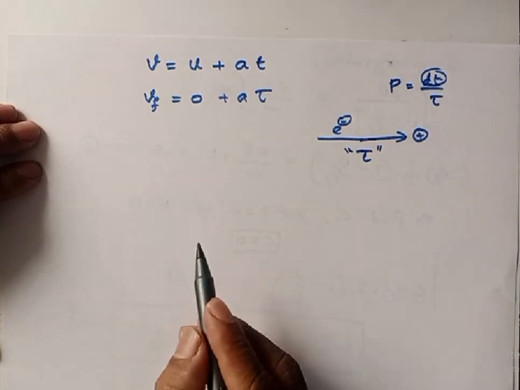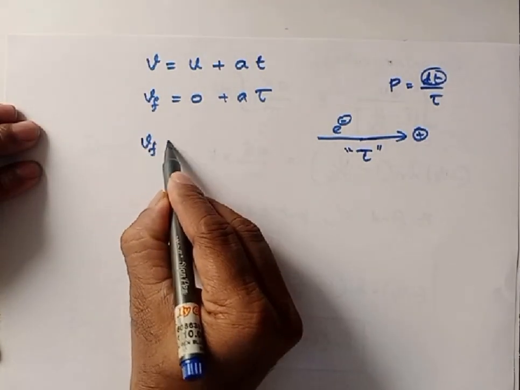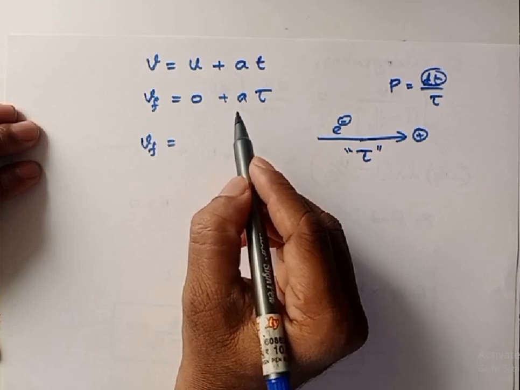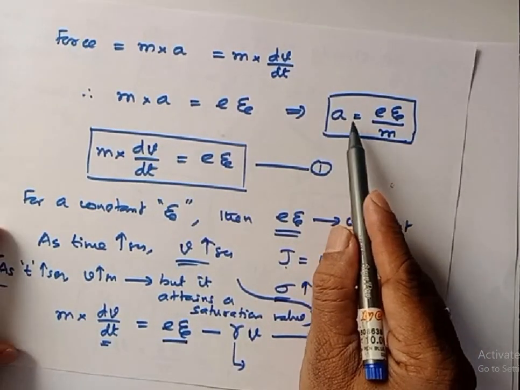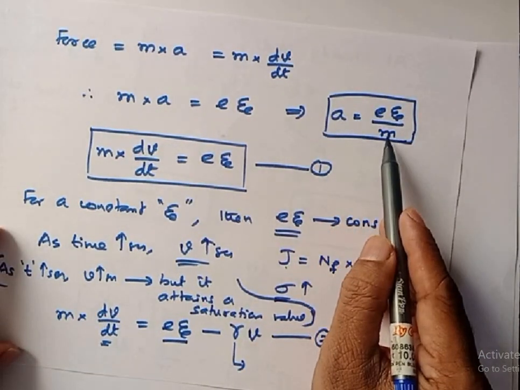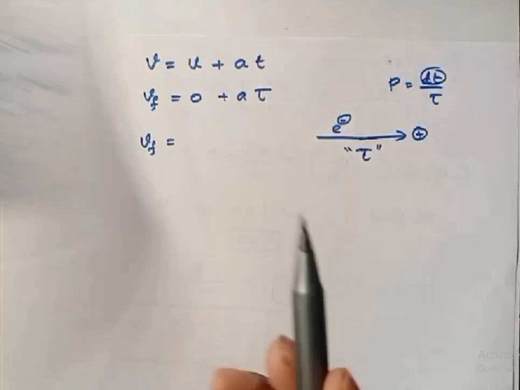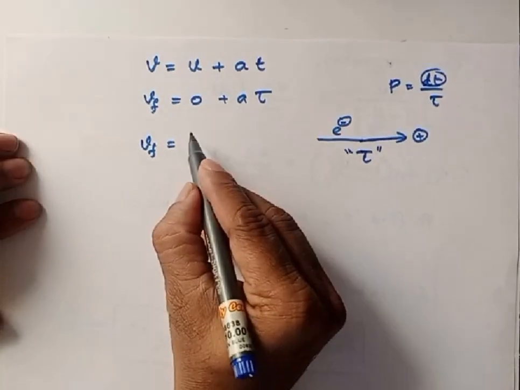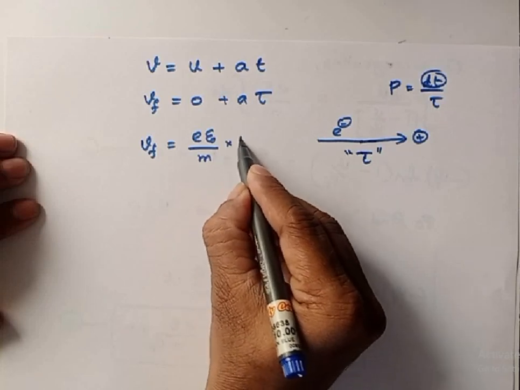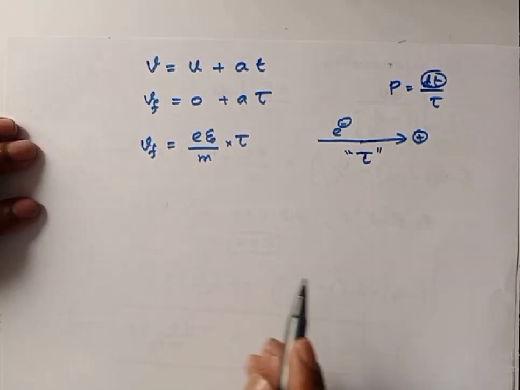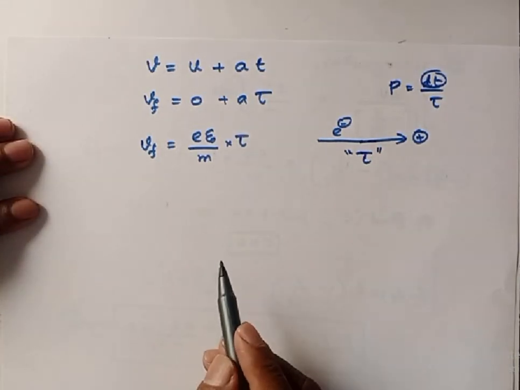When time approaches tau, correct? And Vf equal to, what is A? A is acceleration. I have told you about the expression for acceleration. Here acceleration is equal to E into epsilon by m. I'll introduce that here. So in the place of A, I'll put E into epsilon by m into tau. What is tau? Tau is the relaxation time.